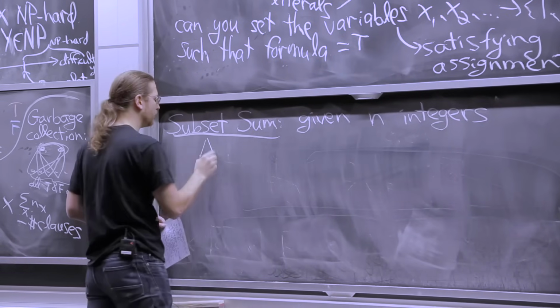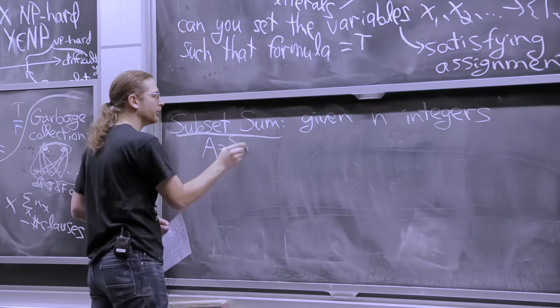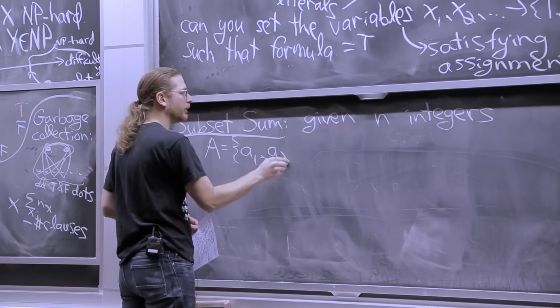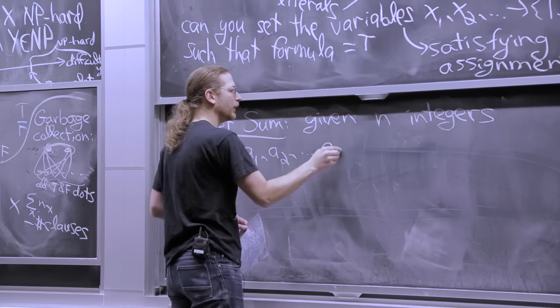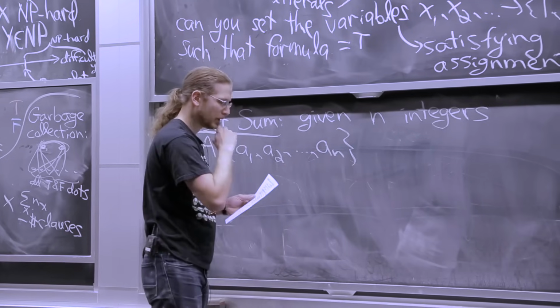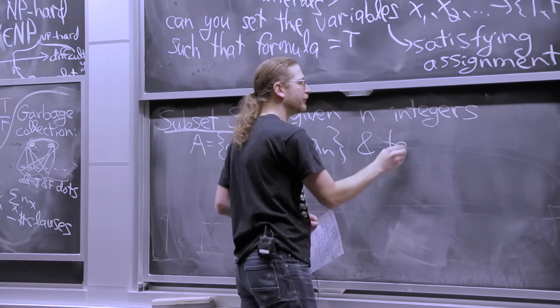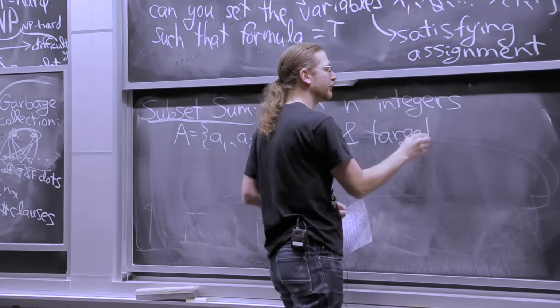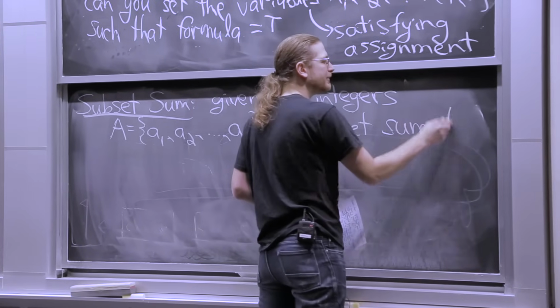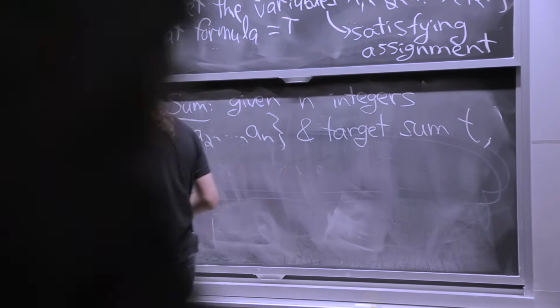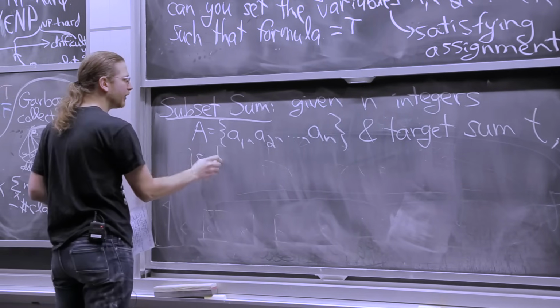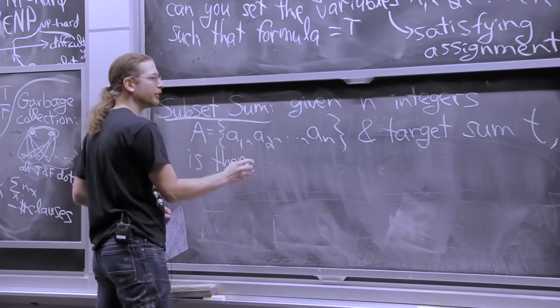So you're given n integers, a1 up to an, and you're given a target sum, also an integer. Call it t. What you'd like to know is, is there a subset of the integers that adds up to that target?